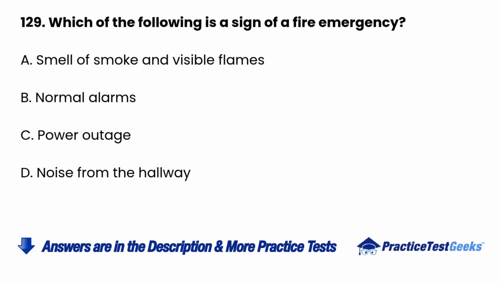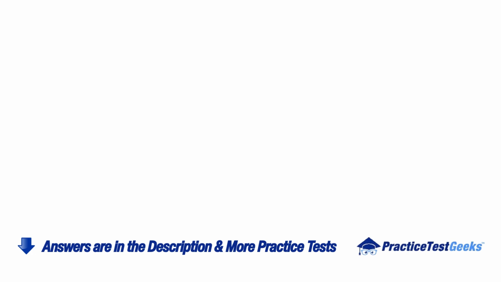129. Which of the following is a sign of a fire emergency? A. Smell of smoke or visible flames. B. Normal alarms. C. Power outage. D. Noise from the hallway.